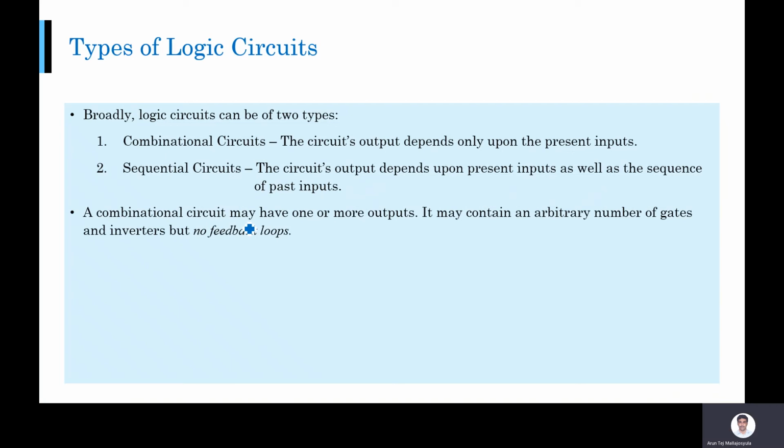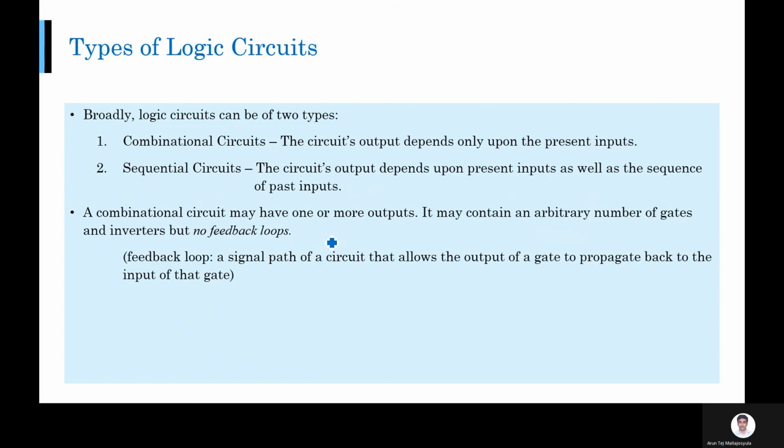So a combinational circuit may have one or more outputs in general. It may contain an arbitrary number of gates and inverters, but no feedback loops. A feedback loop is a signal path of a circuit that allows the output of the gate to propagate back to the input of the gate. Such a feedback loop should not be there for a combinational circuit. It could have any number of outputs. When you have a feedback loop, then that circuit could be a sequential circuit instead.